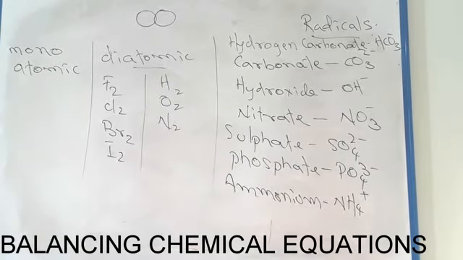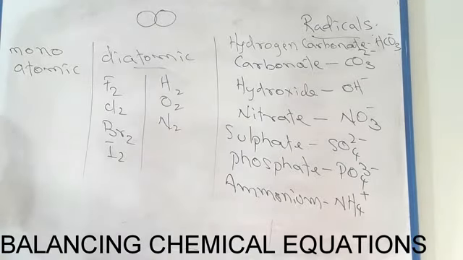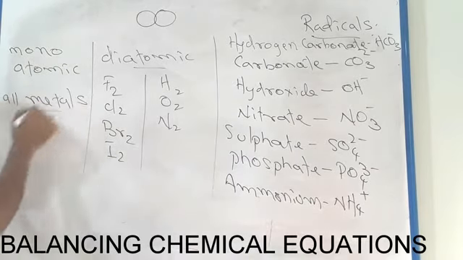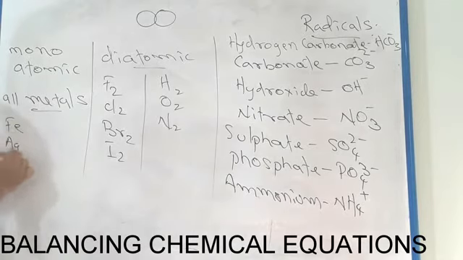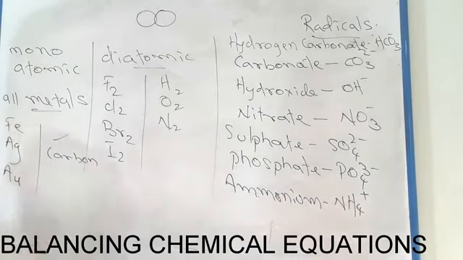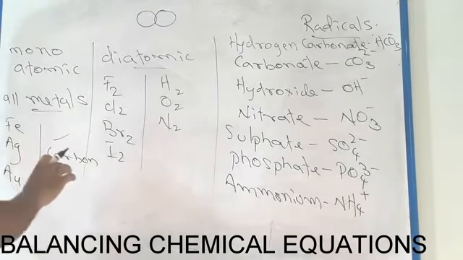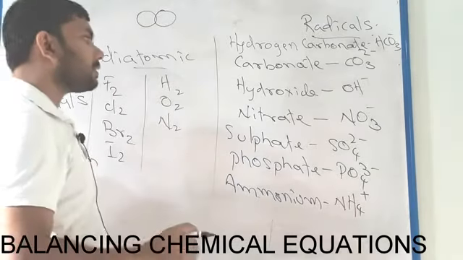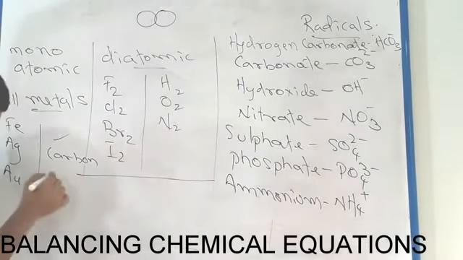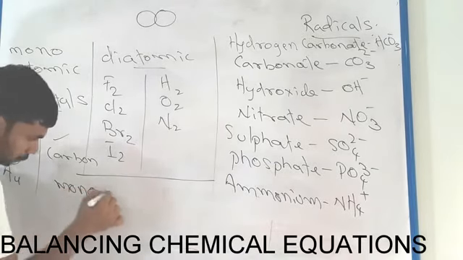Next one, monoatomic elements. Monoatomic elements mean they exist in single atomic form. All metals are monoatomic. For example, iron, silver, gold, platinum. Also carbon, it is a non-metal, but it is also included in monoatomic elements. Diatomic elements, radicals. Okay.